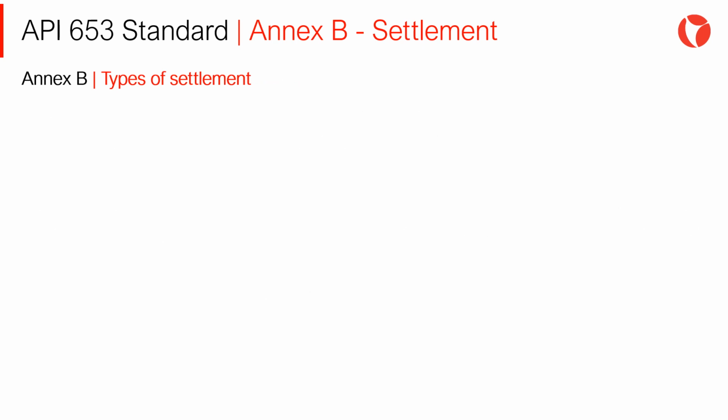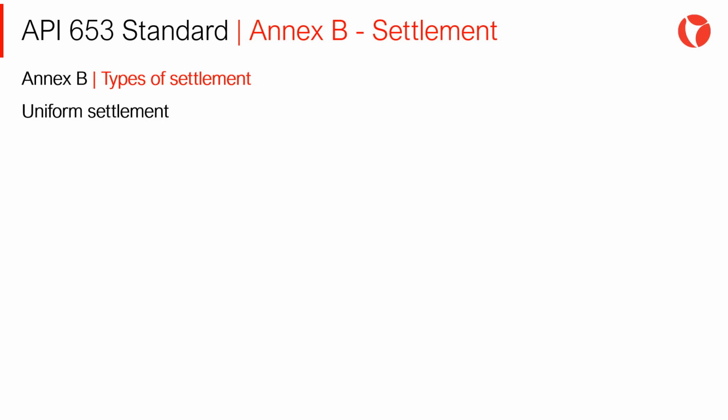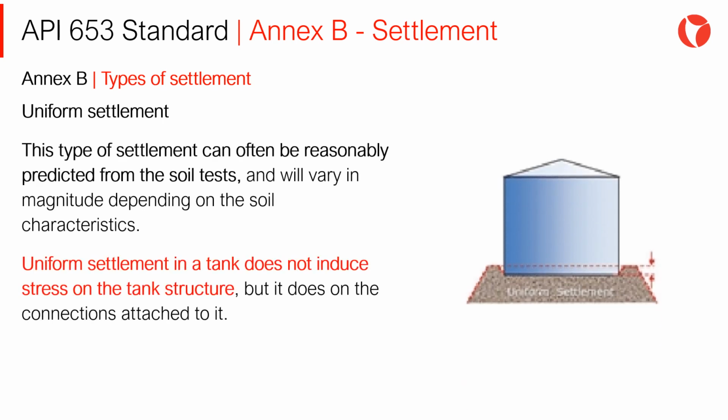Let's review now the types of settlement. The types of settlement that can occur in a tank are primarily associated with the tank shell and the bottom plates. Uniform settlement. This type of settlement can often be reasonably predicted from the soil tests and will vary in magnitude depending on the soil characteristics. Uniform settlement in a tank does not induce stress on the tank structure, but it does on the connections attached to it.